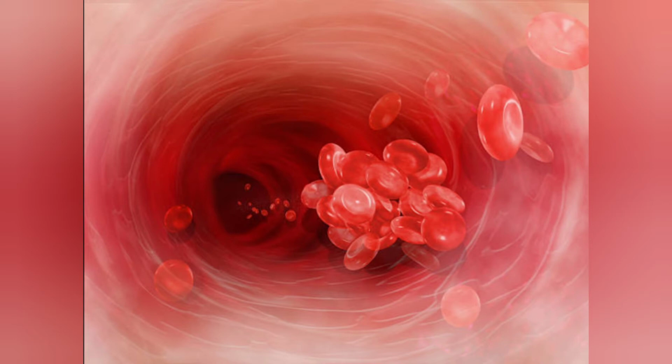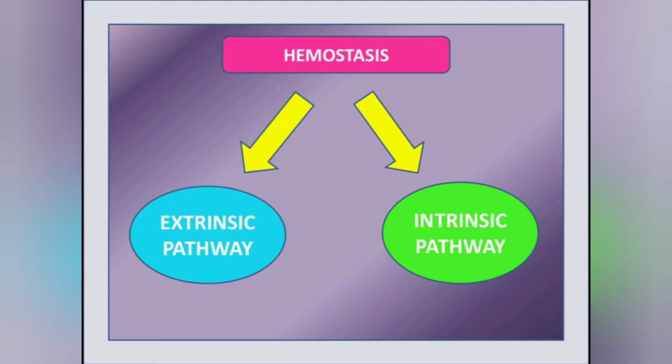If the plug contains only platelets, it is termed a white thrombus. If red blood cells are present in it, it is called a red thrombus. The coagulation of blood will be achieved by 2 pathways, that is the extrinsic pathway and the intrinsic pathway. We will see about these extrinsic and intrinsic pathways in the next video. Now let us continue with our topic.